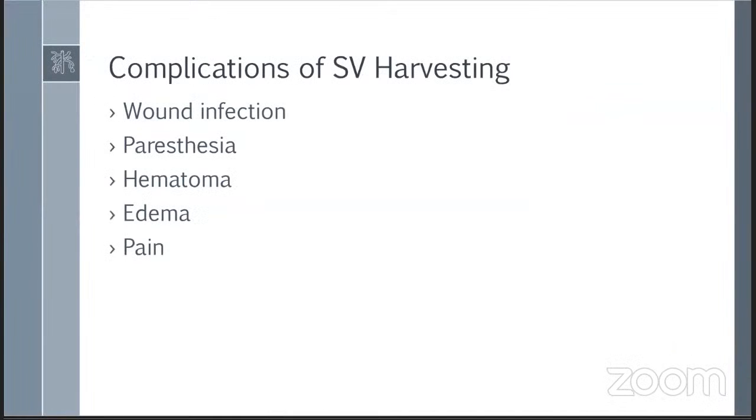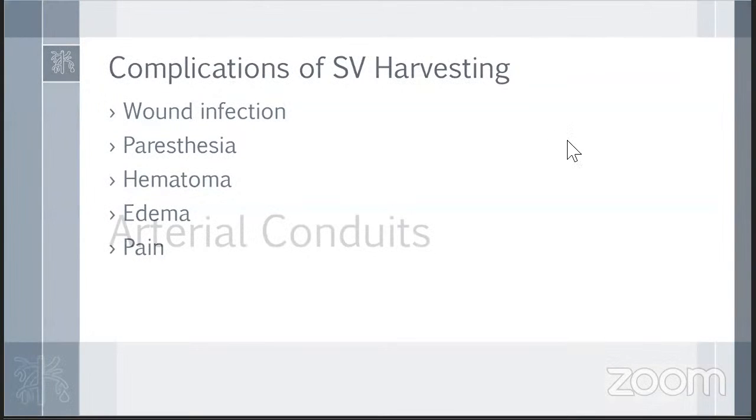Okay, so the complications of the saphenous vein harvest are mainly wound infection, paresthesia, hematoma, especially in the endoscopic way, and edema and post-operative pain.